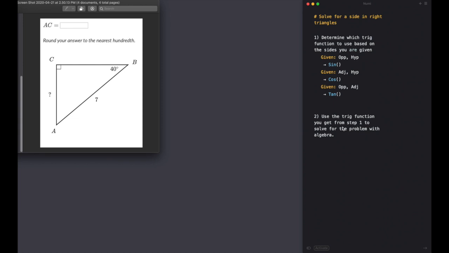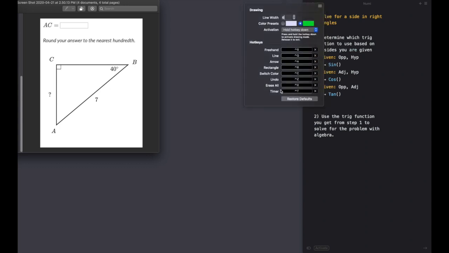These examples have two phases. The first one, you're figuring out which trig function am I actually going to use? And the second phase is you use that trigonometric function and some algebra to solve for the side I'm looking for.